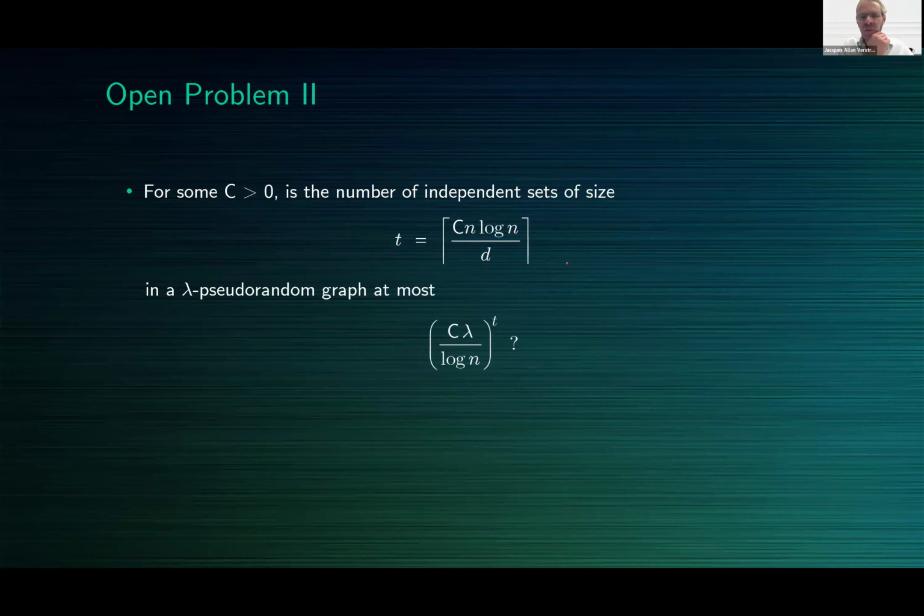Open problem 2 is to count independent sets better than the bound I gave in this talk. So in fact, instead of counting independent sets of size n log n squared over d, perhaps we can count independent sets of size n log n over d. If you could do this, you would determine the order of magnitude of R4t. It would kill the logarithmic factors.